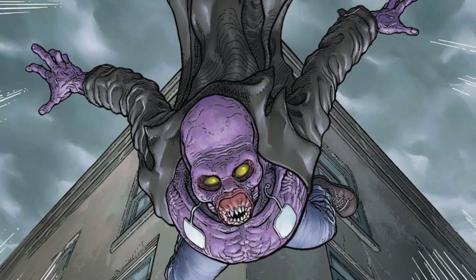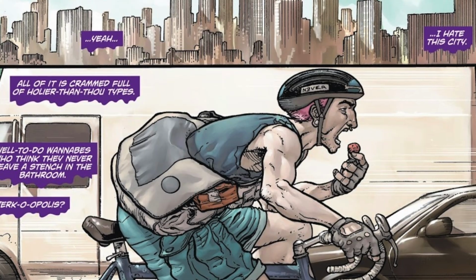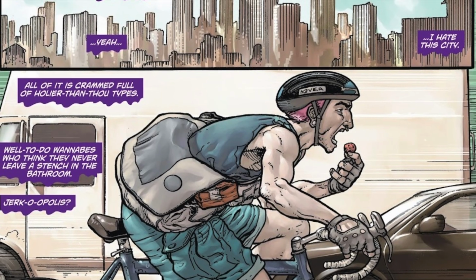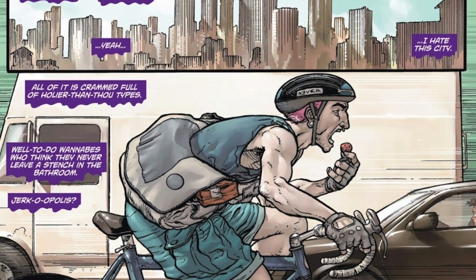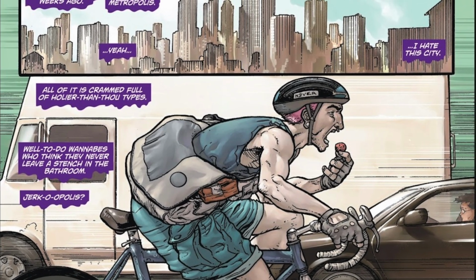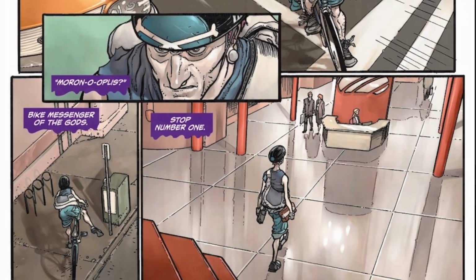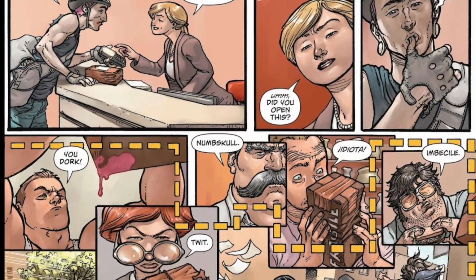Less than 3 weeks ago, a disgruntled bike messenger races through the streets of Metropolis, cursing out pedestrians and bemoaning the citizens that make up the city. All the while, he munches on candy plucked from one of the packages he is set to deliver. His day is full of servicing what he calls morons. All they do is complain about the condition of the parcels he delivers.